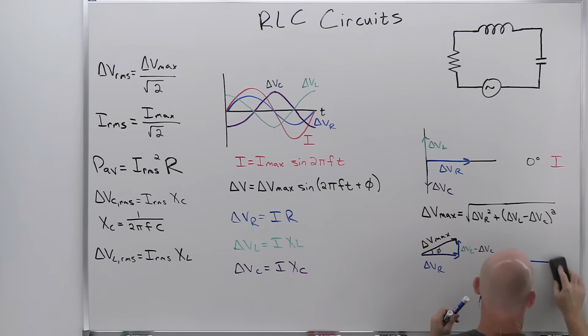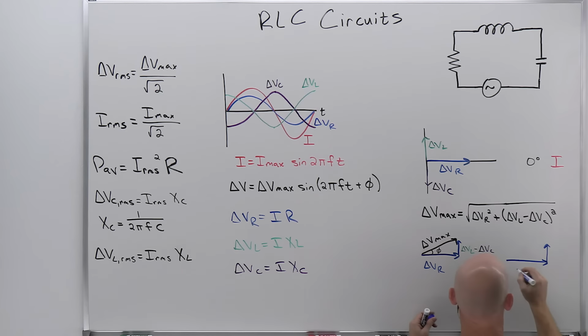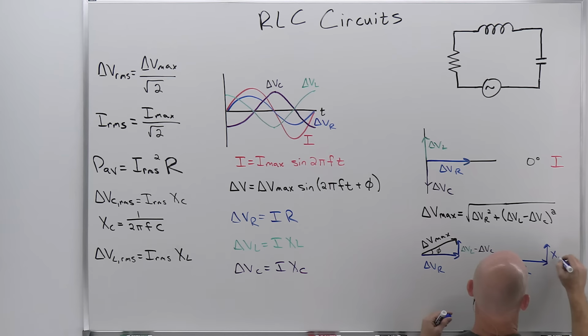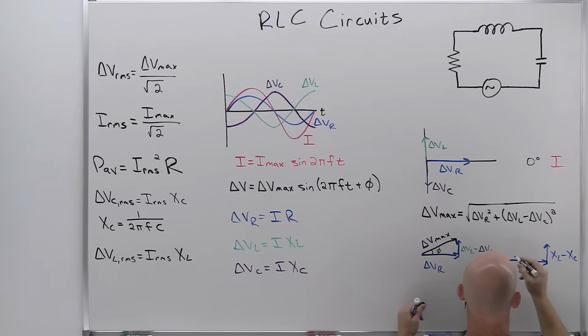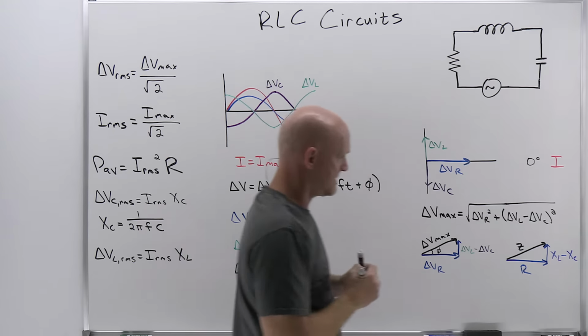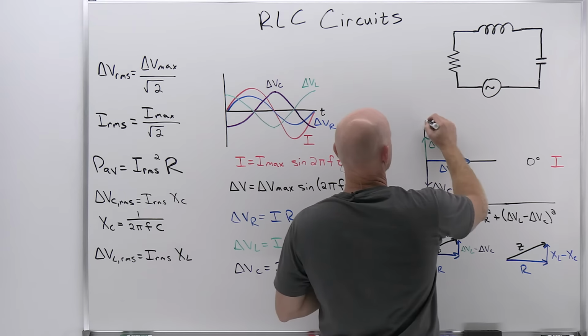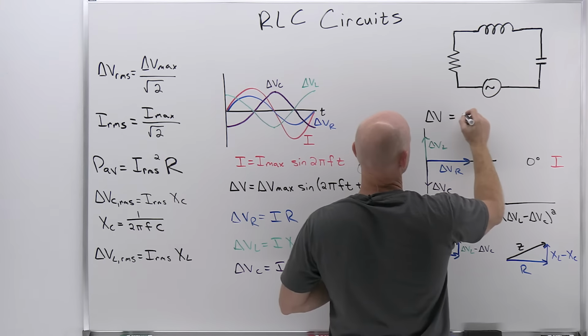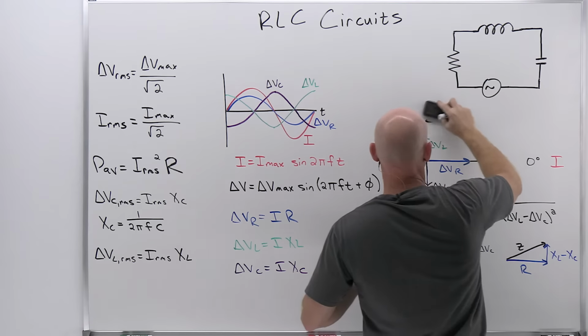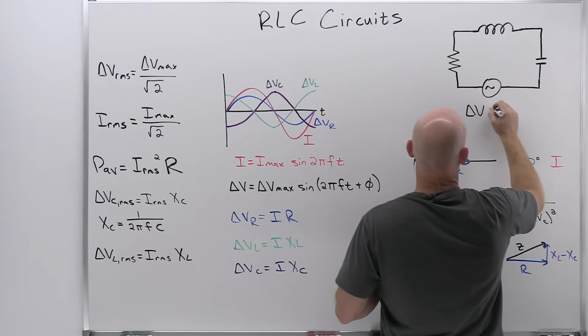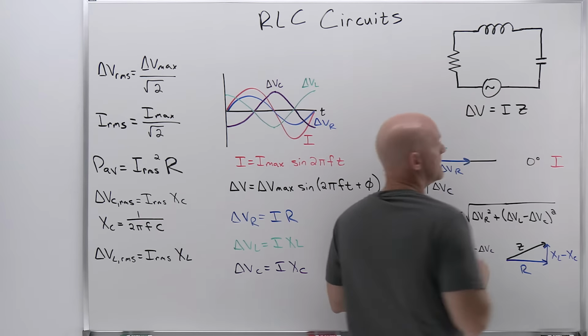Oh, I'm going to run out of room here. So where this is equal to R, this is equal to XL minus XC, and the overall vector sum is going to be a new quantity that we're going to call Z and call the impedance. And in using this impedance, ultimately what we can say is that delta V is equal to, let's actually center this on the diagram, so delta V is equal to IZ, where Z is that impedance.